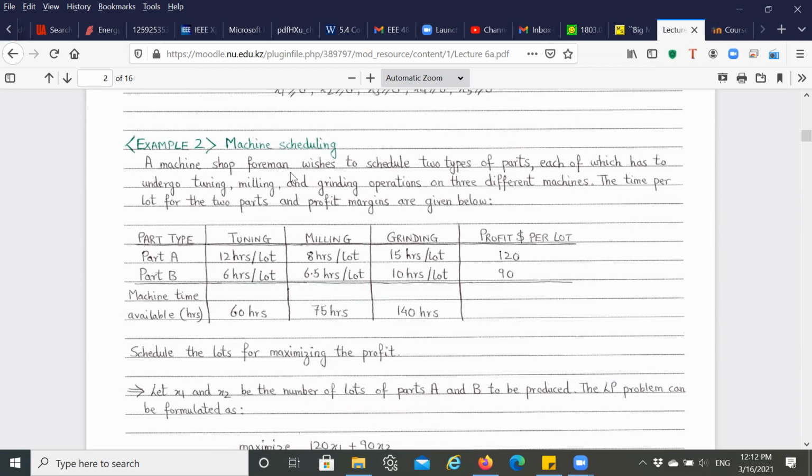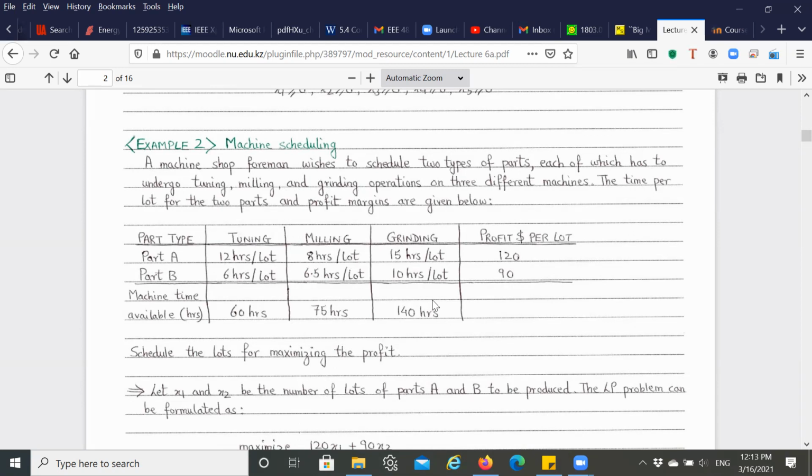So another example is about scheduling, making some items in a factory or company. There are 2 types of components in a car that you need to manufacture. Each of these components has to undergo 3 phases: turning, milling, and grinding. So there are 3 operations on each of the 2 components, done on different machines. Machine 1 does turning, machine 2 does milling, and machine 3 does grinding.